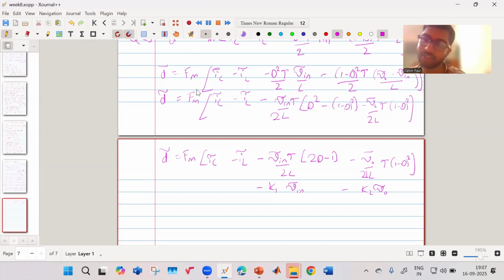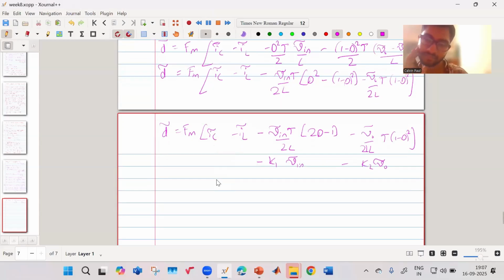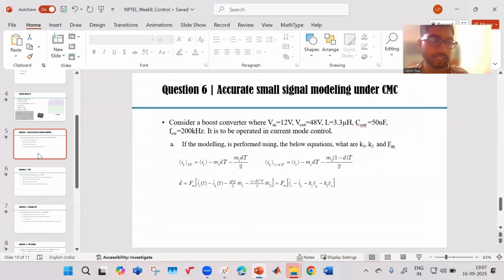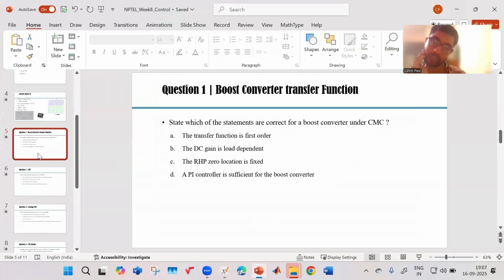Because silly mistakes cost a lot in exams. In maths also you have seen, and in exams also silly mistakes cost a lot, right? Okay. So we have done these two questions. You guys have done it. Now let us see.